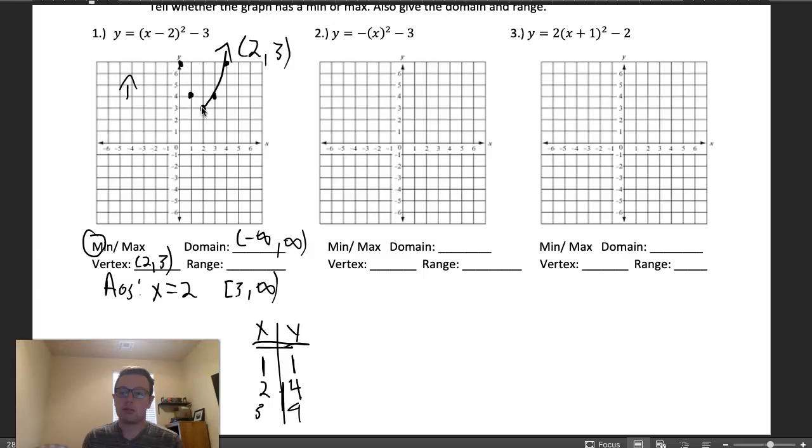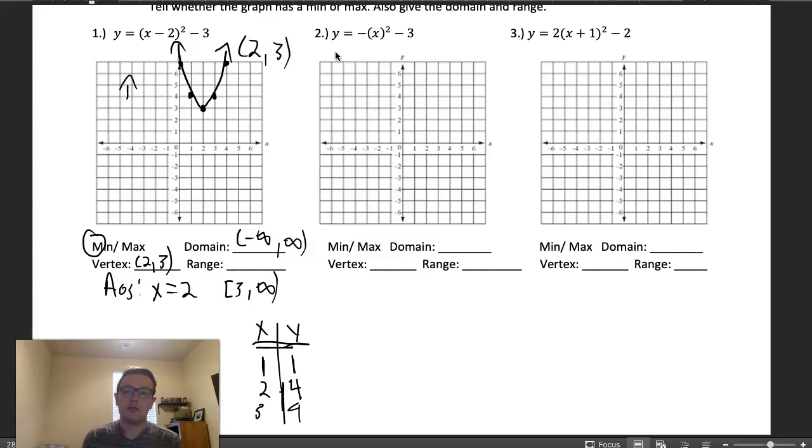Let's graph our parabola. And here's our answer. Right. Why don't you all try this next one? Tell me, what is the maximum or minimum going to be? What's the vertex? And what's the domain and range?